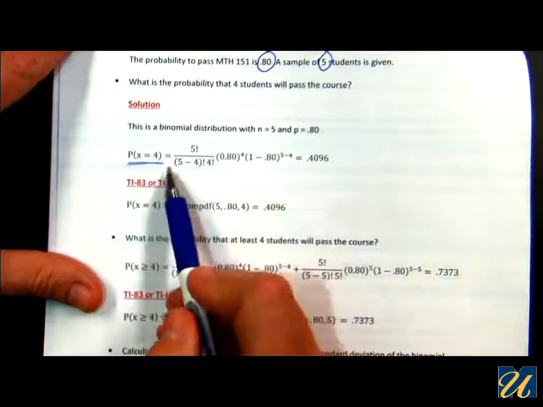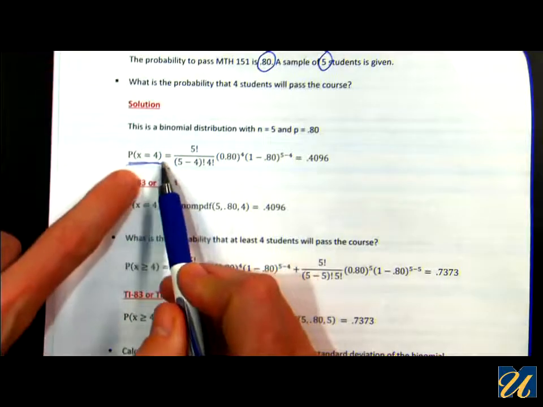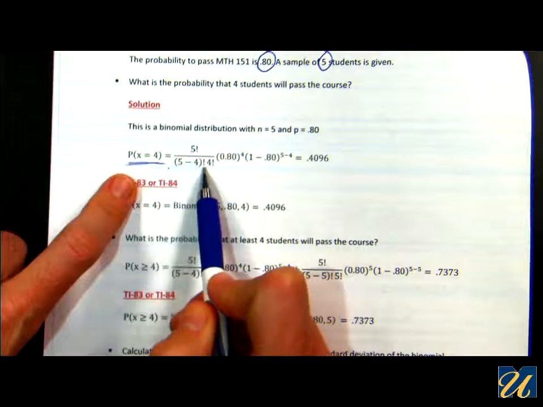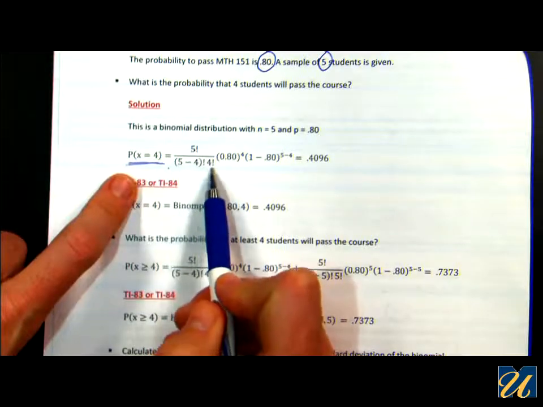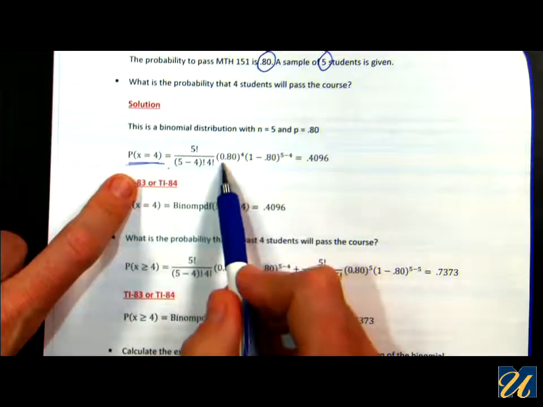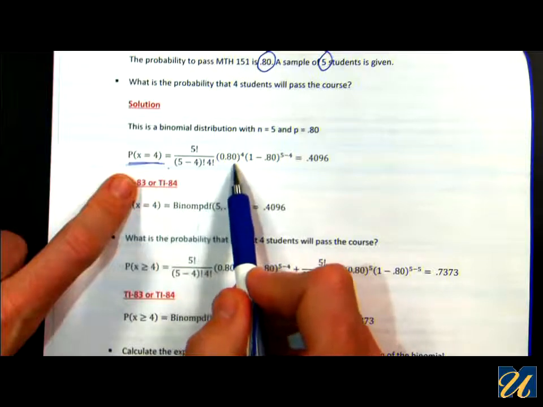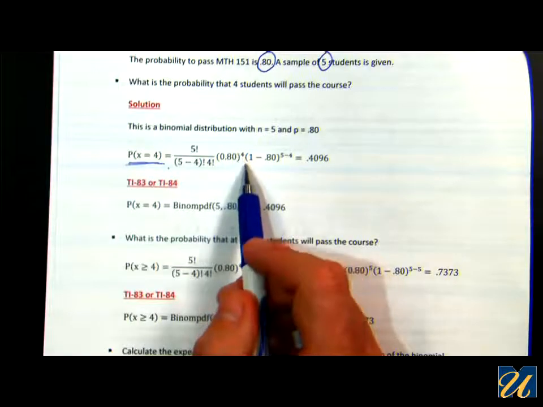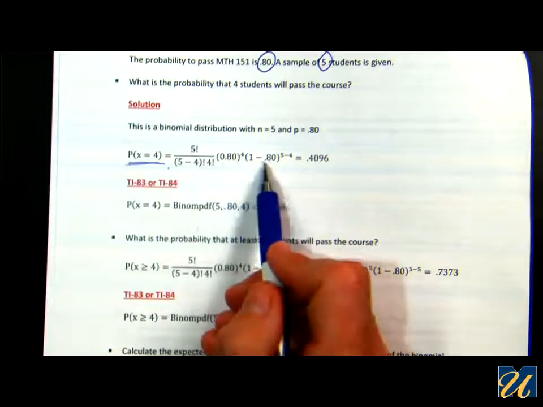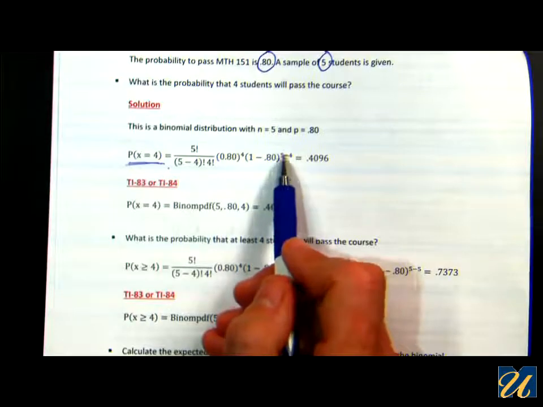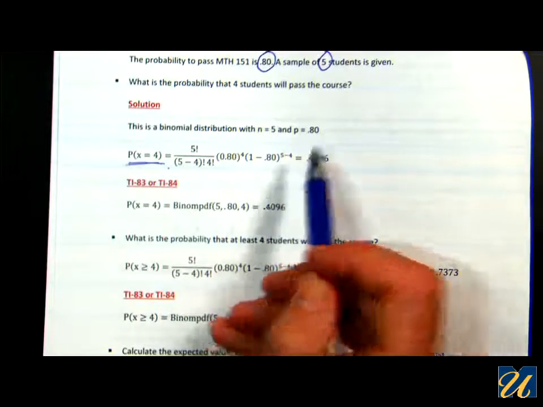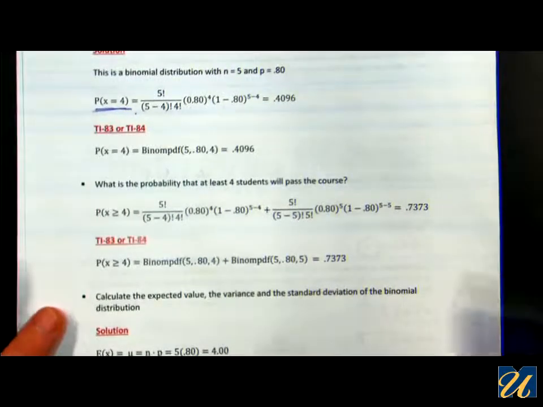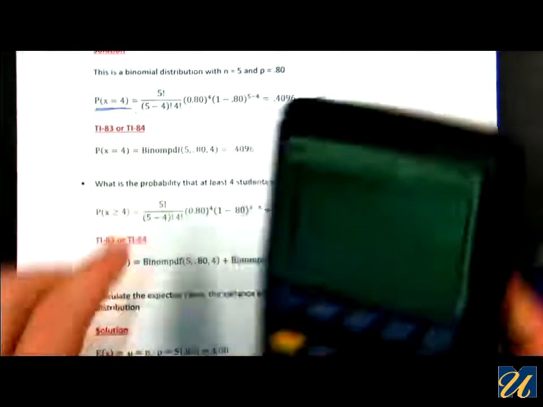So if you were to use the formula, you would have 5 factorial over 5 minus 4 factorial times 4 factorial times p, which is 0.8, to the power of x, which is your 4, times 1 minus p, 1 minus 0.8, raised to the power of 5 minus 4. This would be 0.4096. If you were to use your graphing calculator, however, this would be a lot easier.